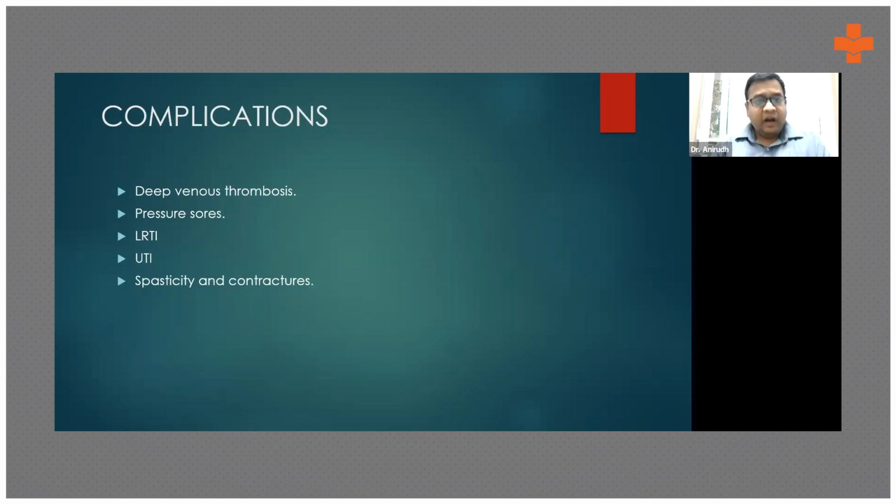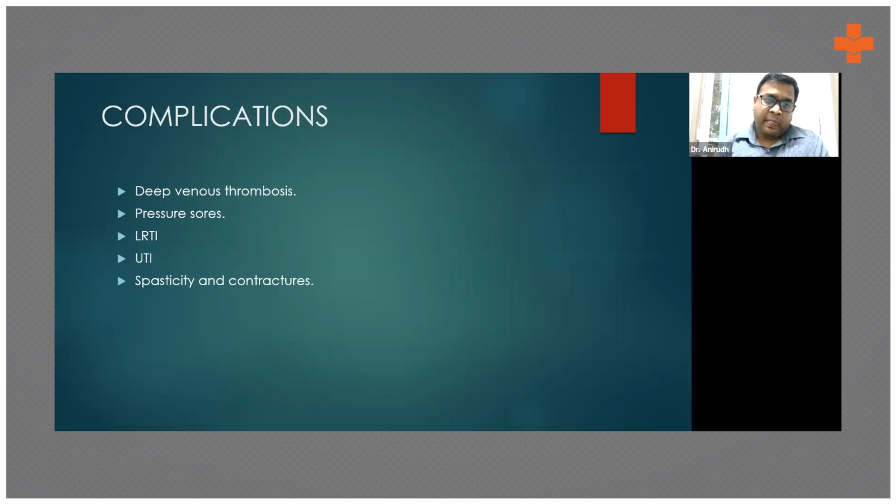So how do we treat these complications? We go one by one. Deep venous thrombosis, as I already said, the most common cause of deep venous thrombosis is non-ambulation or reduced movement in the lower limbs of our body. So for prevention of deep venous thrombosis, there are certain things that need to be followed, like using pressure stockings or a sequential compression device.